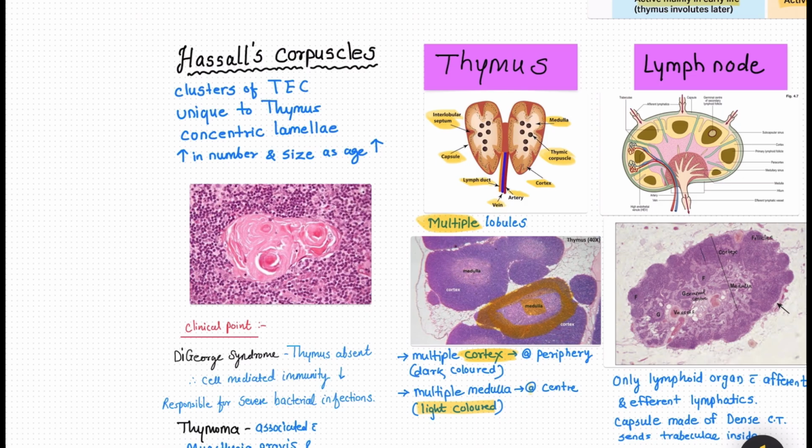So thymus is composed of Hassel's corpuscles. Okay, it is very important. Hassel's corpuscles are nothing but clusters of TEC. TEC is thymic epithelial cells. Okay, what are thymic epithelial cells? These are clusters of epithelial cells which are unique to thymus, and they have concentric lamellae. They increase in number and size as age increases.